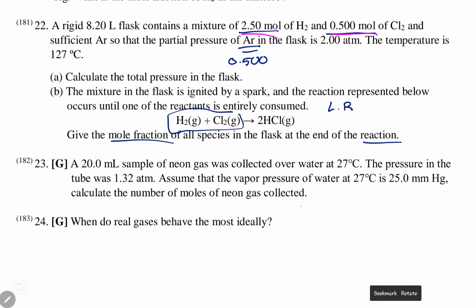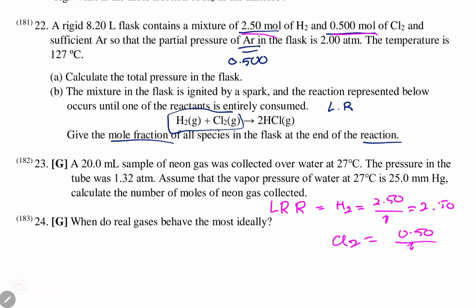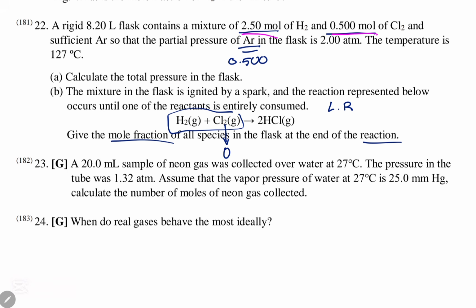If we did the limiting reagent ratio, for H2 it's going to be 2.50 divided by 1, which is 2.50. For Cl2, it's going to be 0.50 divided by 1, which is also 0.50. So for sure, Cl2 has the smallest ratio. That means it is the limiting reagent, so we would use Cl2 completely. So in the end, if we had initially 0.500 moles of Cl2, then we will consume 0.500 moles of Cl2, right?